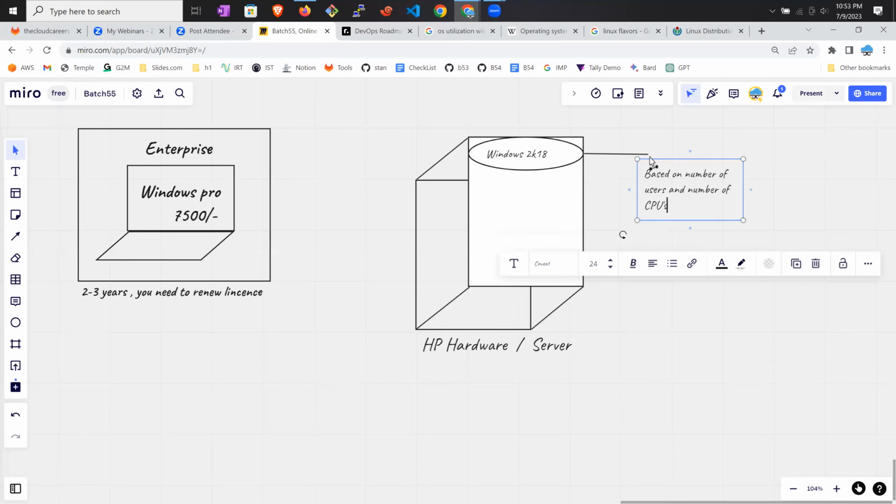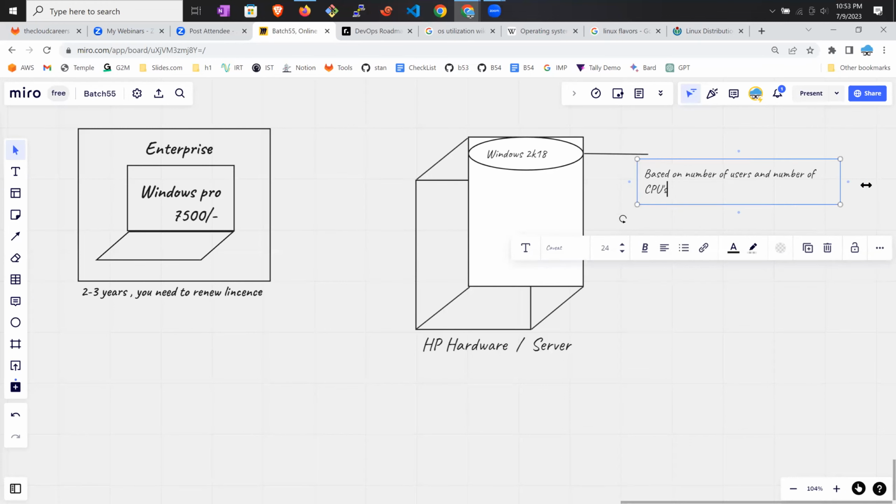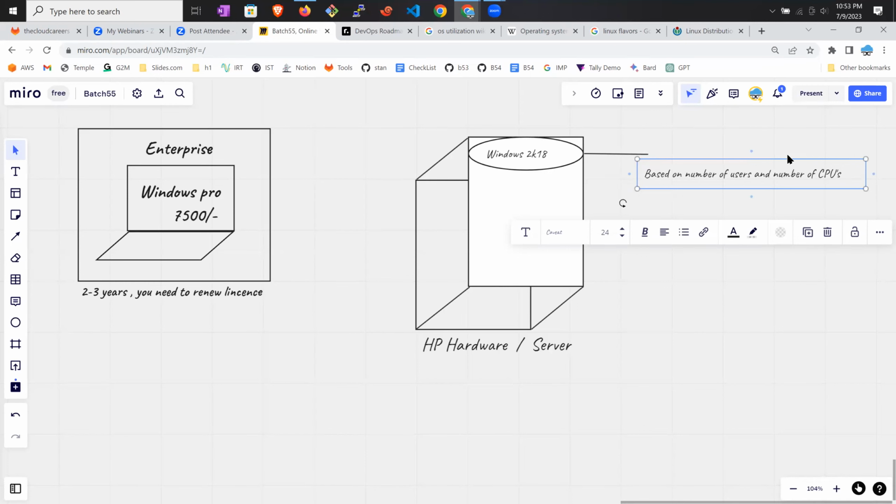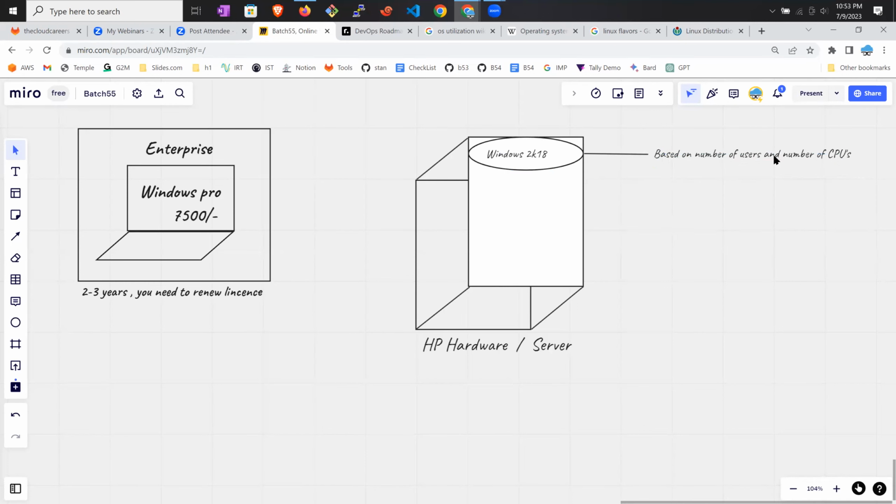Okay, it's not like, you have a server with 8 CPUs, the licensing cost will be different. You have a server with 32 CPUs, the licensing will be different. So that's the reason licensing will be based on the size of your company. If yours is a startup, the licensing will be different. If yours is an enterprise company, the licensing will be different. Okay, it's very complex, and even though it's complex, a lot of applications are there which run only on Windows.